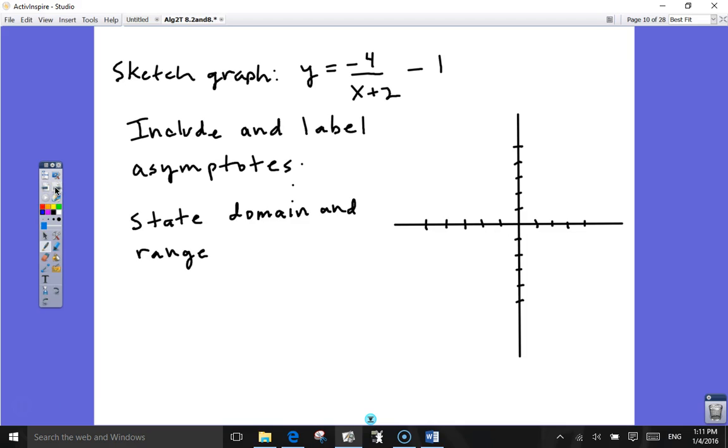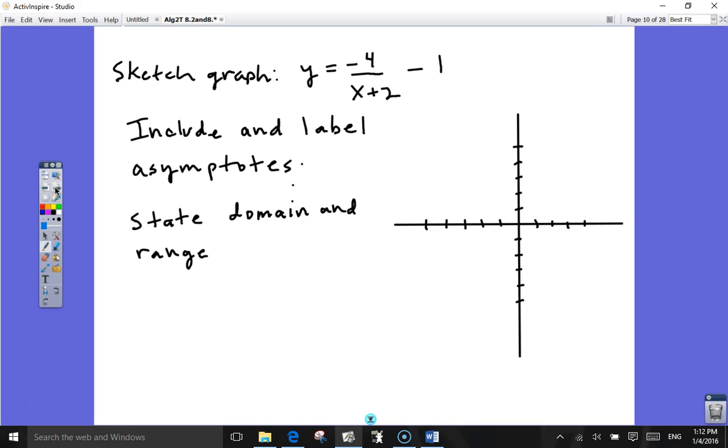So now, what would we expect to be the result of adding 2 inside of the function? Based on what we've done before, is it up, down, left, or right? Left 2. And what's the effect of subtracting 1 after the function? Down 1. Okay, so we would expect in this one that we're going to have the basic shape of an inverse variation. It's going to be scooted 2 to the left and 1 down. And then what is going to be the effect of the negative in front of that? It's going to flip it. It won't be in 1 and 3. It's going to be in 2 and 4.